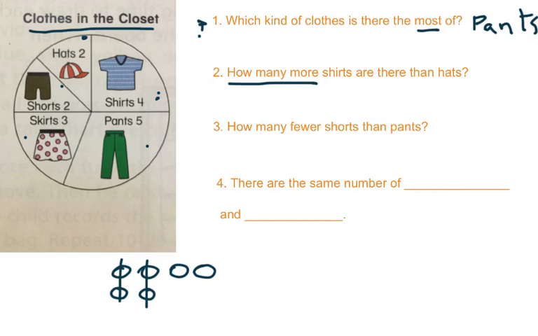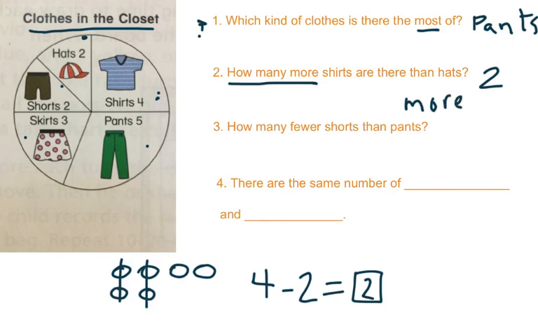Now another way to do that would be to take 4, take away 2 equals what? And that would be 2. So there are 2 more shirts. And I ran out of room. Okay. Now the next one is kind of the same.